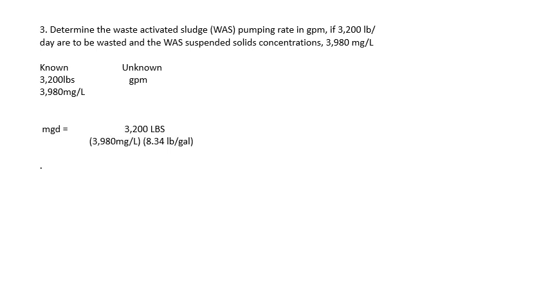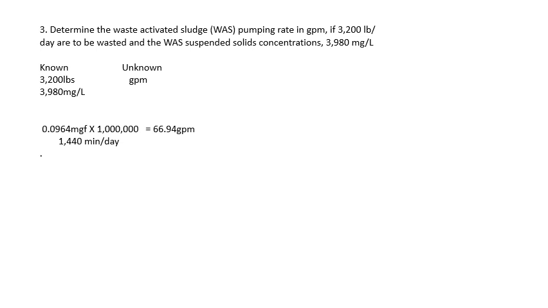Go ahead and plug all that in. 3,200 pounds divided by 3,980 milligrams per liter times 8.34 pounds per gallon. That gives you 0.0964 million gallons a day. We're looking for gallons per minute, so we're going to have to get this into gallons per minute. So you do the 0.0964 times a million divided by 1,440 minutes in a day. And your answer is 66.94 gallons per minute.